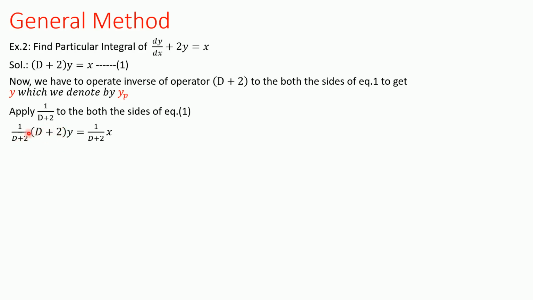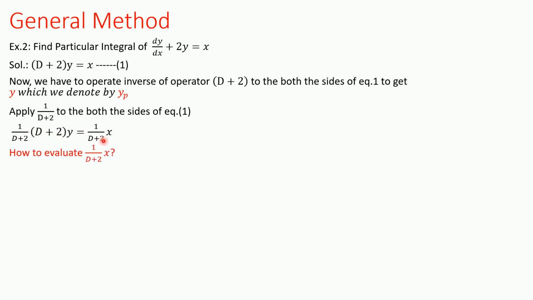It is because they are inverses of each other, and therefore it will become the identity function, 1 by D operating on D plus 2 y. So 1 by D and this D plus 2, it is a composition of two functions, operators, and the composition is identity. So that's why here we'll get y is equal to 1 upon D plus 2 of x.